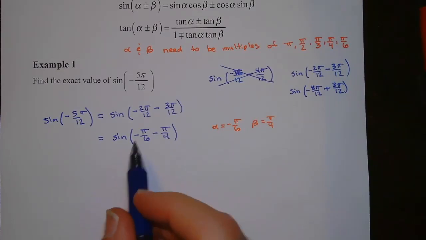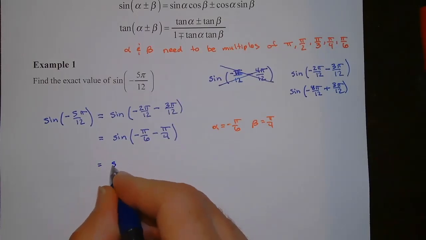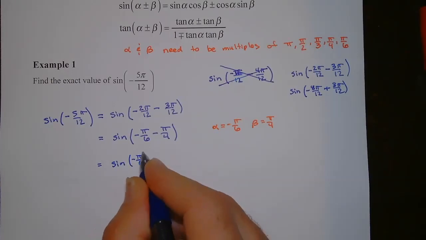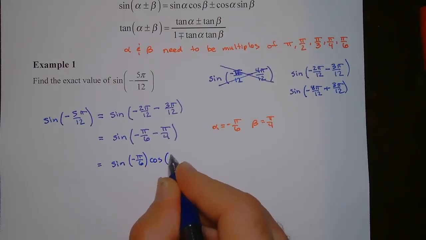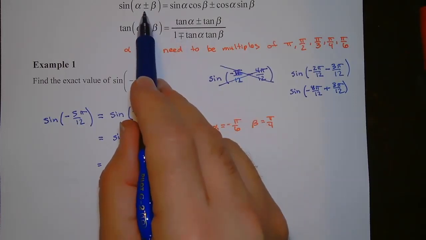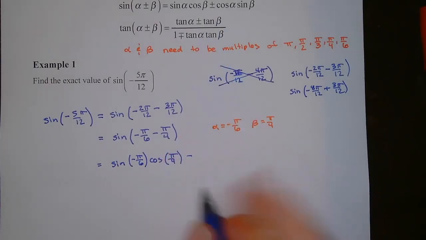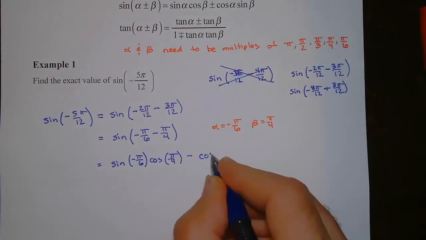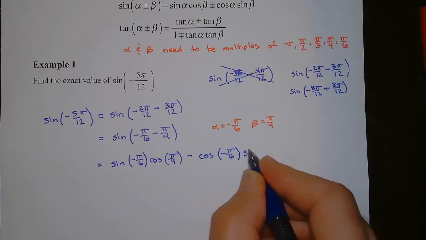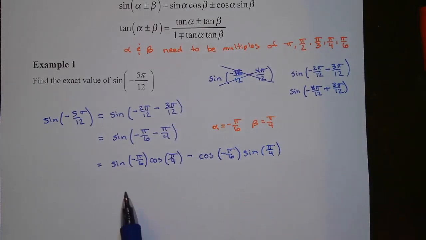I'm going to slide this up a little bit. So from up here, we're going to do sine. This is going to equal sine of my angle alpha, which is negative pi over 6, cosine of pi over 4. Since I'm subtracting, I'm going to need to subtract this one, so minus, and then the trig function switches. So this one's going to be cosine of alpha, which is negative pi over 6, sine of beta, which would be pi over 4. Now it's just a matter of figuring these out.